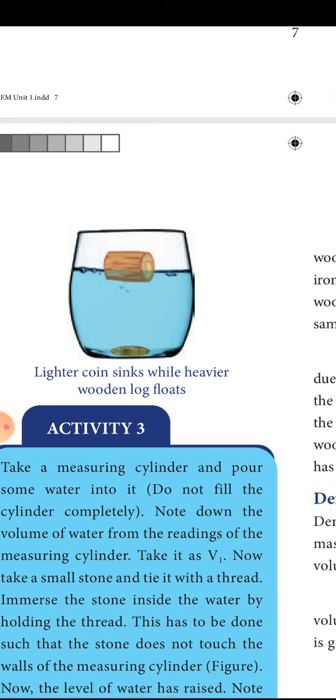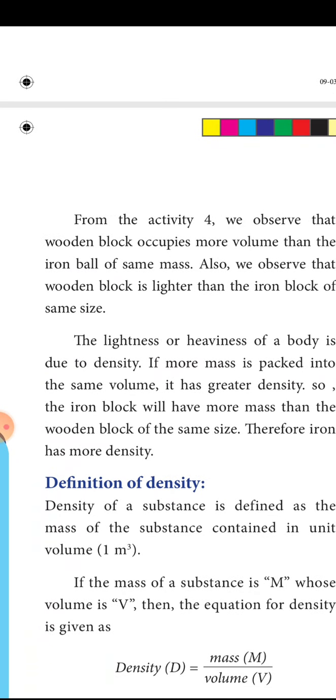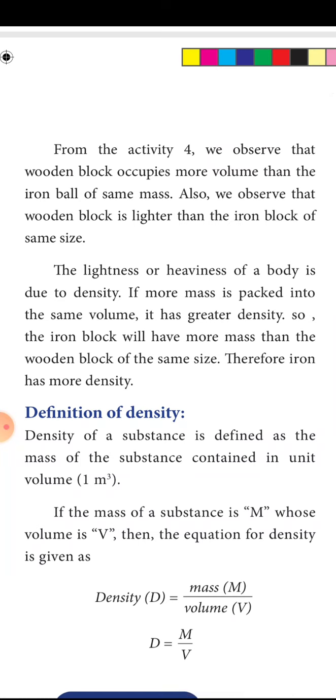Lighter coin sinks while heavier wooden logs float. Even though the coin is very small and lighter, it will sink, and the heavy wood log will float because of the density. Then what do you mean by the density? Density of a substance is defined as the mass of the substance contained in a unit volume.